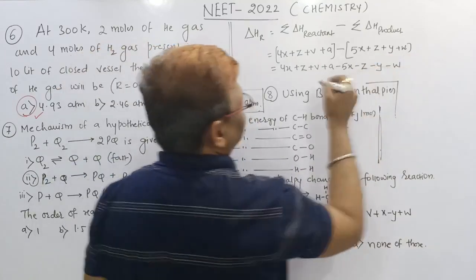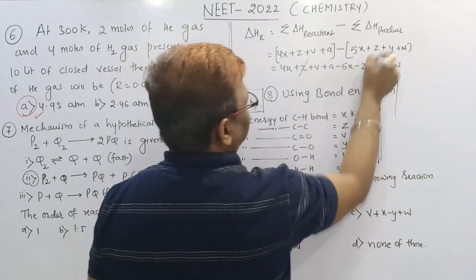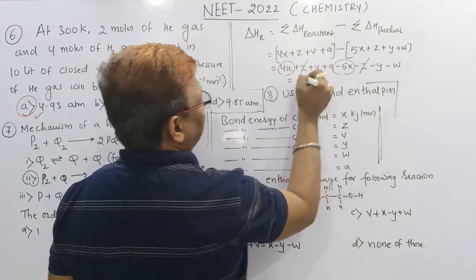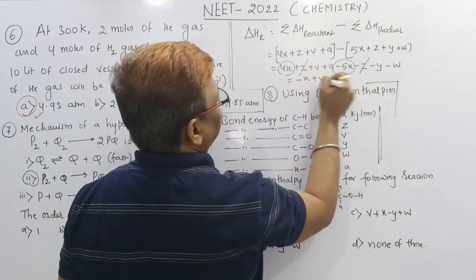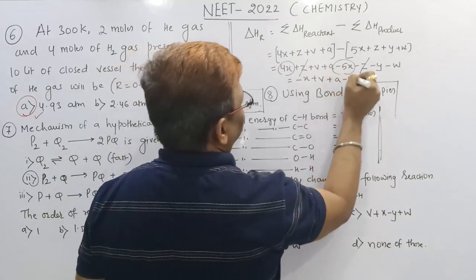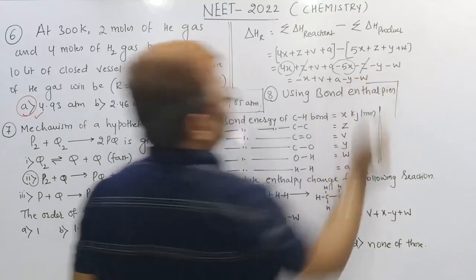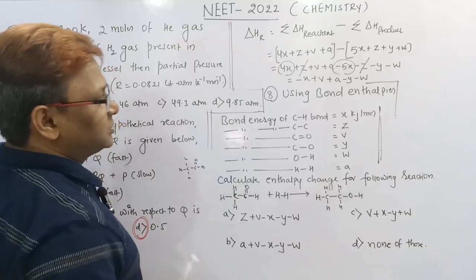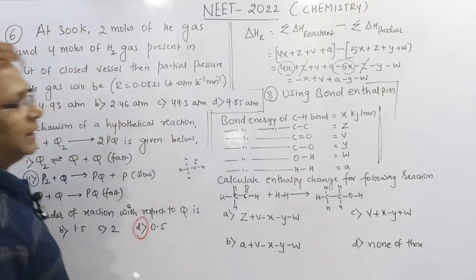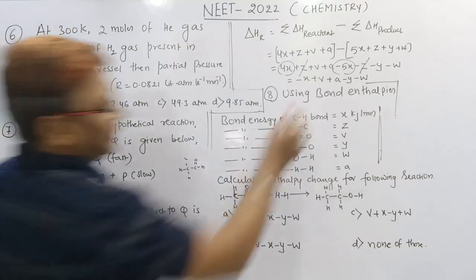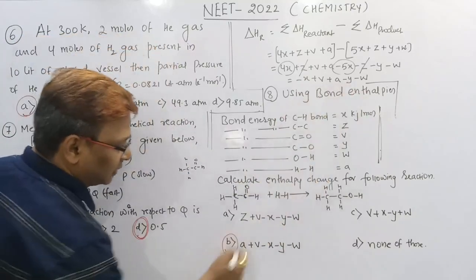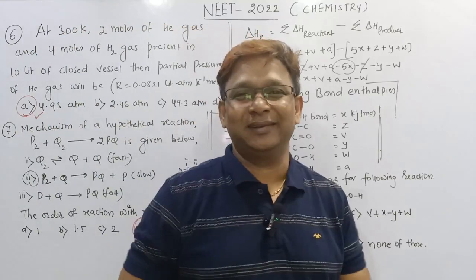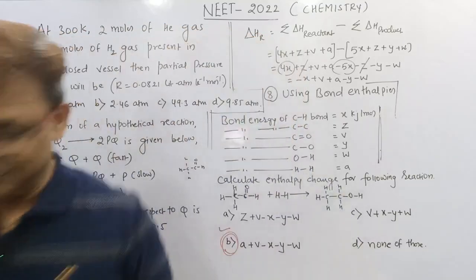Open the bracket: 4x plus z plus v plus a, minus of 5x, minus z, minus y, minus w. See here, can we say plus z and minus z get canceled? Minus 5x plus 4x becomes minus x, plus v, plus a, minus y, minus w. This is the option we are getting: a plus v minus x minus y minus w. Everything matches the second option, so our second option is correct, right? Take a screenshot.